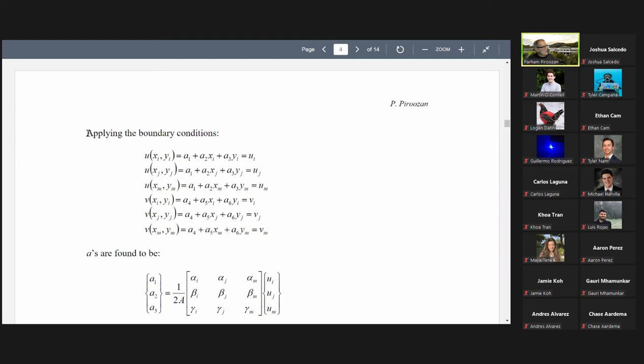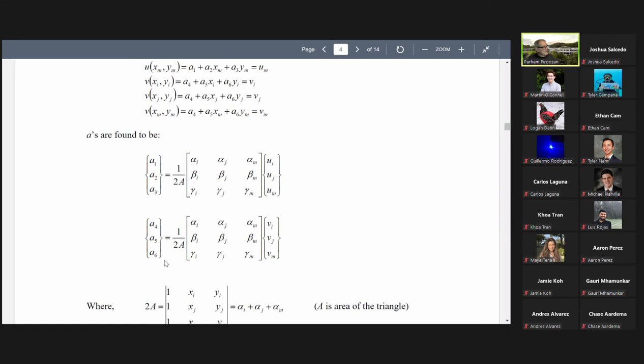So apply the boundary conditions. At node I, U, displacement in the x direction, is UI, so put the coordinates xI, yI. At node J, U is UJ, with these coordinates, and the same thing at node M. And the same thing for V at node I, node J, and node M. 6 equations, 6 unknowns, solving for A1 through A6.